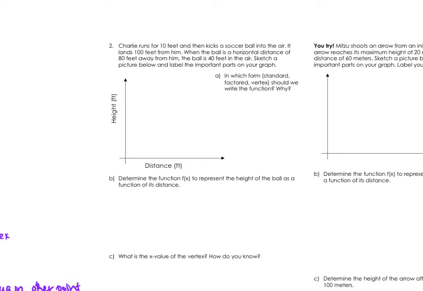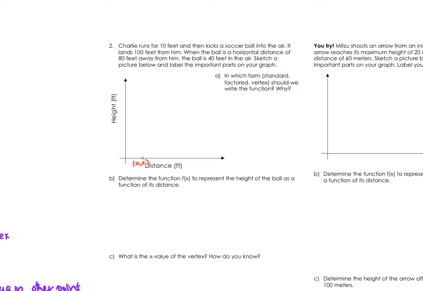Okay, so basically the graph is going to look like this. He runs for a little bit, he kicks the ball, and then the ball lands. So what I'm going to do is label these important parts. First of all, he runs for 10 feet, and then he kicks the ball. So we're graphing the flight of the ball. If he runs for 10 feet and then kicks it, this is the point that he kicks it. So this point is (10, 0).